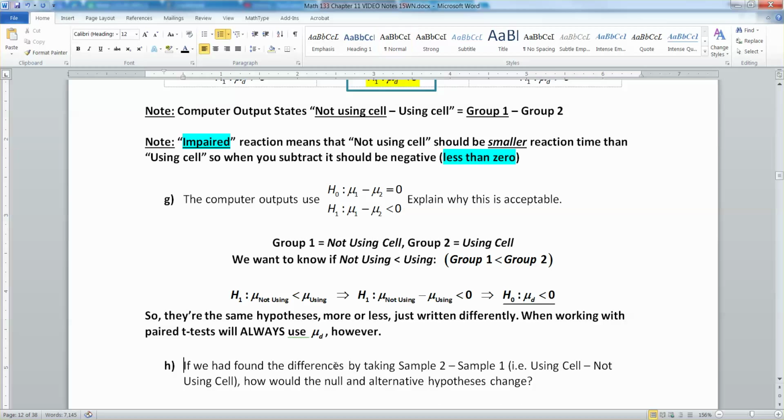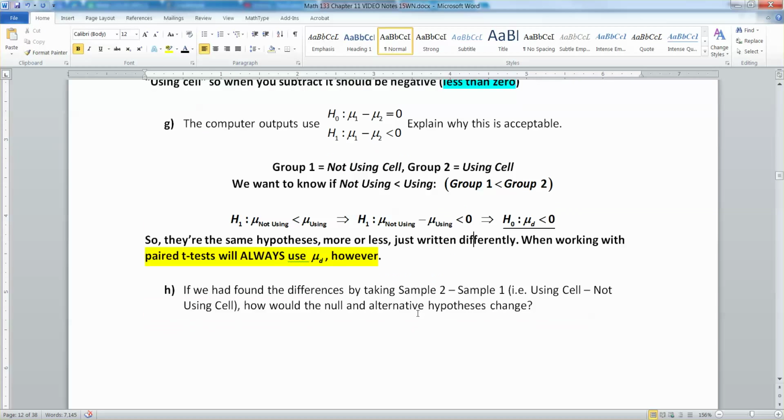When we're working with paired t-tests, however, we will always use mu d. We will not be using this other notation. Computers use this notation, but we do not, not for a paired t-test. So for paired t-tests, we will always use mu d. And I better highlight that, the whole thing. When working with paired t-tests, we will always use mu d.